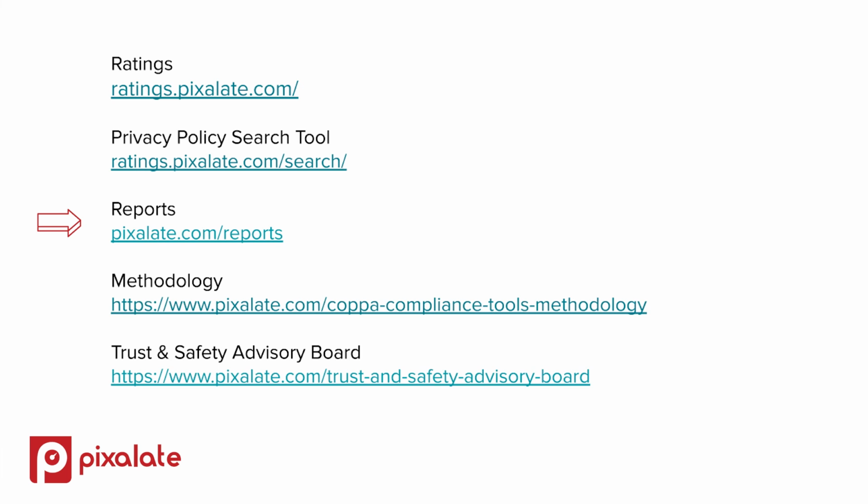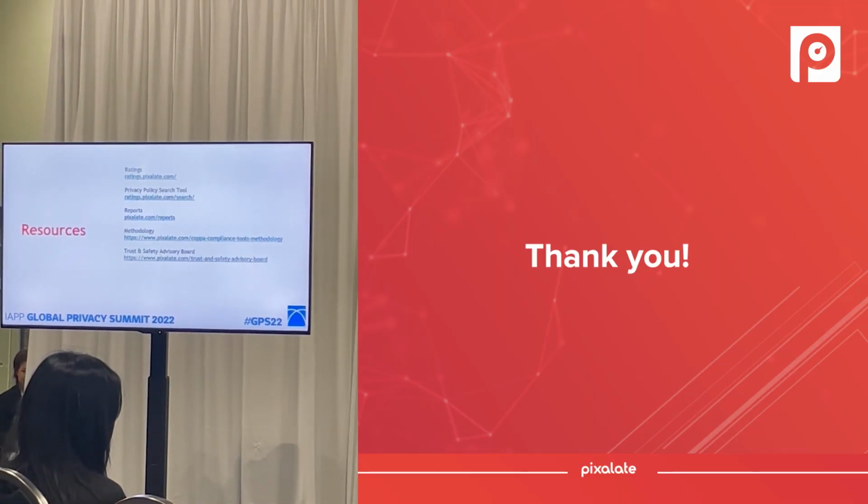The report that I mentioned, the COPPA scorecard report, is available on our website in the report section. We also have a number of other child-directed app reports that may be of interest. The methodology that I described in very general terms today, just for the sake of time, we have a full methodology that's open and publicly available to review that describes it in much more detail than I went into today. And we also have more information about the Trust and Safety Advisory Board that we have in place to do manual review of apps.